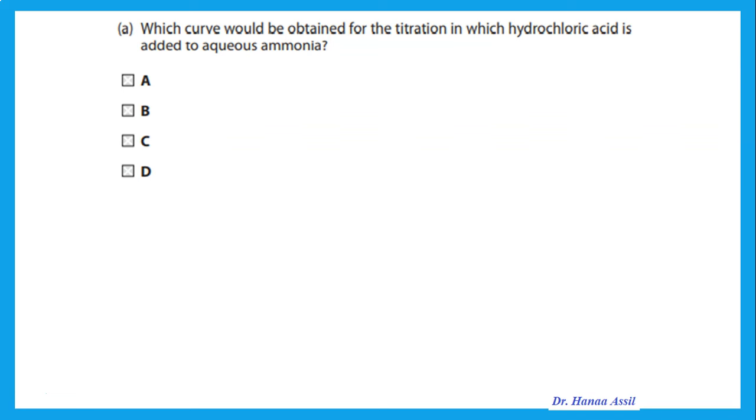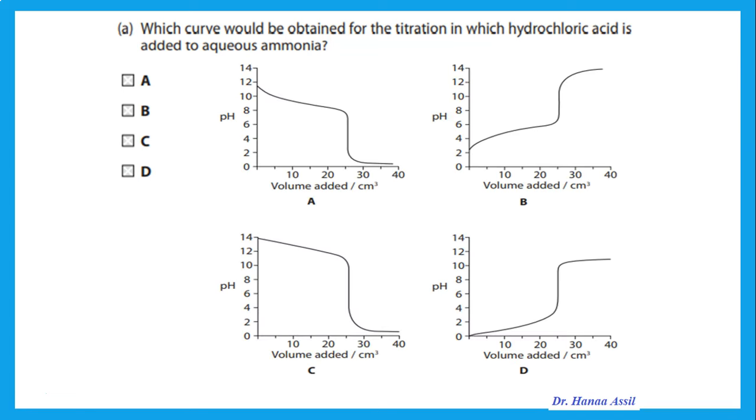Which curve would be obtained for the titration in which hydrochloric acid is added to aqueous ammonia? Well, let's see. Added to aqueous ammonia means I'm starting with ammonia. That means I'm starting with a pH that is about 10 or 11. And I want to end with hydrochloric acid, which has a very low pH. So this would be the correct graph.